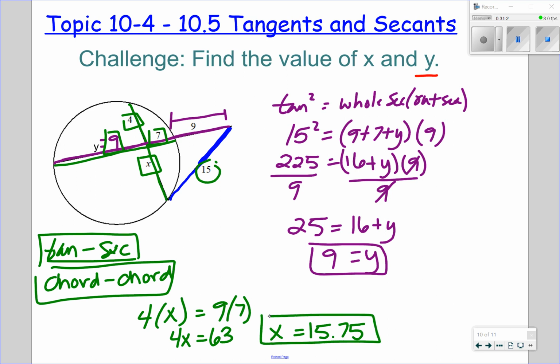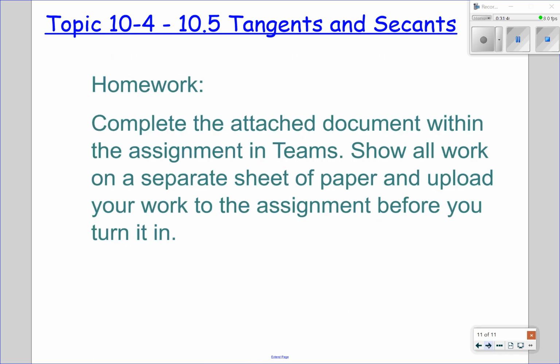All right, if you got that, great job. If you struggled, it's okay. That was a challenge problem. So let's go ahead. This is, like I said, the last part of this unit or this topic. So for tonight's homework, it's actually going to be just practice over this material and a little bit of material from 10.3. It's the attachment that is already in the assignment in Teams. Make sure you show all of your work on a separate sheet of paper.